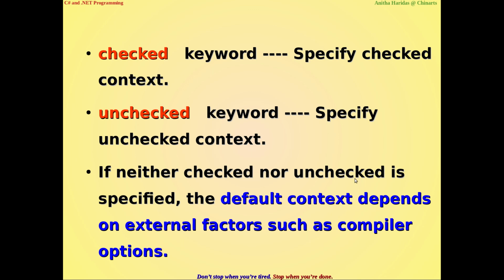If neither checked nor unchecked is specified, the default context depends on external factors such as compiler options. So, suppose for example in your program you have not specified a part of the program or the arithmetic calculation with checked or unchecked context. In those cases, whatever compiler options you have given, based on that it will consider it as checked or unchecked. So if the checked or unchecked keyword is not specified in the arithmetic calculations of your program, the default context will be based on the compiler option.